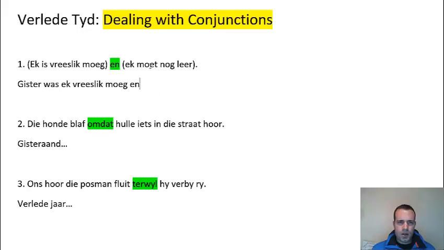Ek moet nog leer. Ek moet, you spot the helping verb. The helping verb just flips over to moes, en ek moes nog leer. I was very tired and I still had to study. The last thing you need to check for now is what group this conjunction is in. Because as you know, the verb one after a conjunction will be affected depending on which group that conjunction is in. En is in group 1.